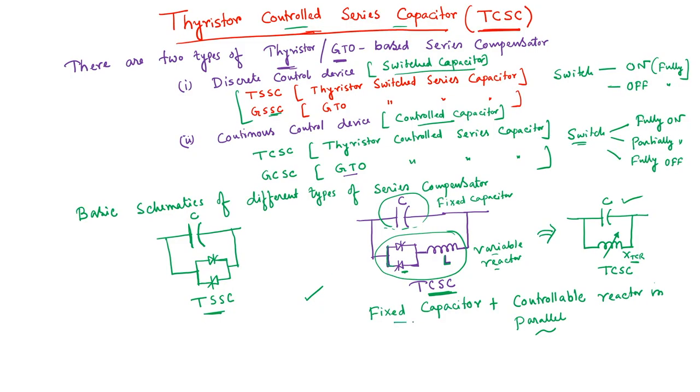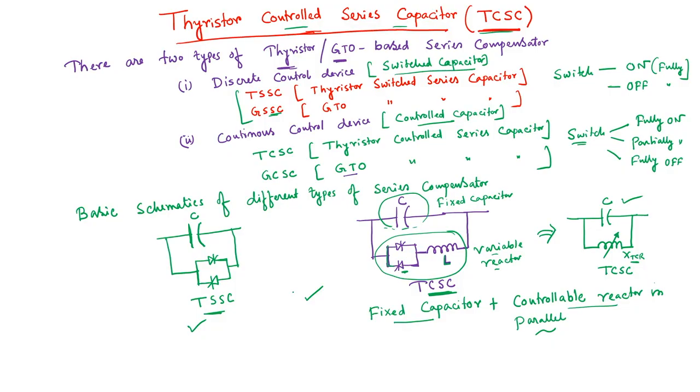Okay. So, here we have a fixed capacitor along with a controllable reactor in parallel, and this makes the scheme TCSC. Now, as I said, the TSSC scheme we will not discuss over here. You can understand it is similar to this switched capacitor. Sometimes it will be turned on. When it is turned on, then it is acting as a bypass mode, and sometimes it will be turned off, then it will be a fixed capacitor. So, nothing to discuss over here. As such, the switching action is very simple. But here we will discuss this TCSC scheme in more detail.